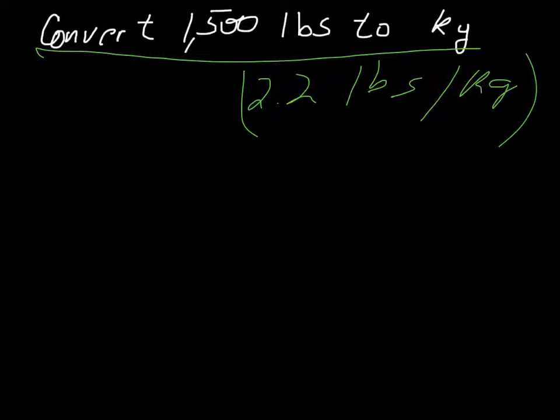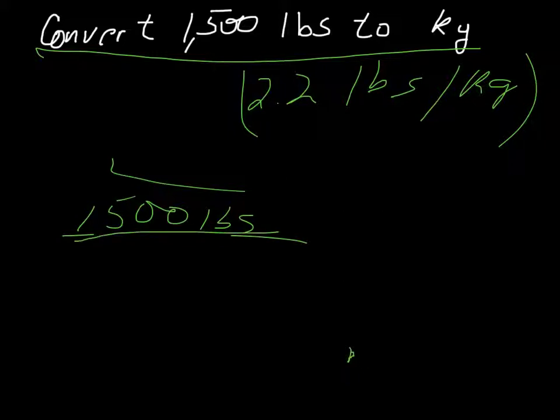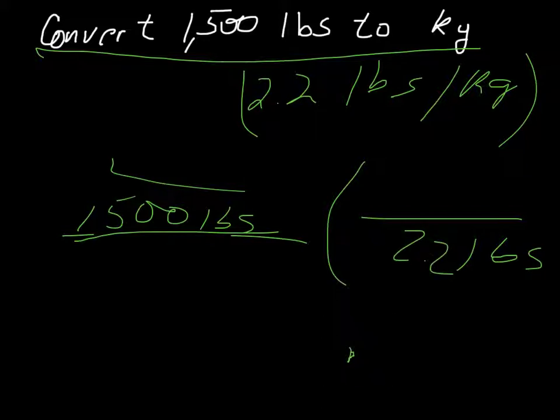So what we have is 1,500 pounds, okay? And we want to multiply that by 1. So we want to get rid of the pounds, so we need something with pounds on the bottom. So that would be your 2.2 pounds, right? And the bottom per kilogram. But if you flip it, it's still 1. 1 over 1 is still 1. So we're still multiplying by 1.